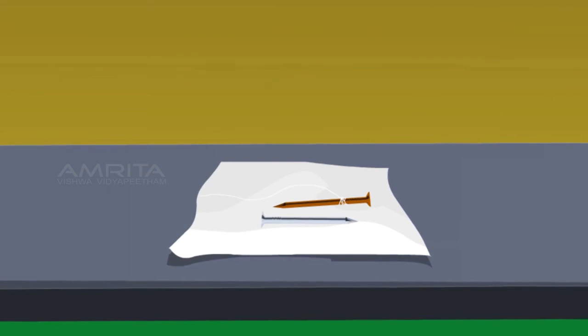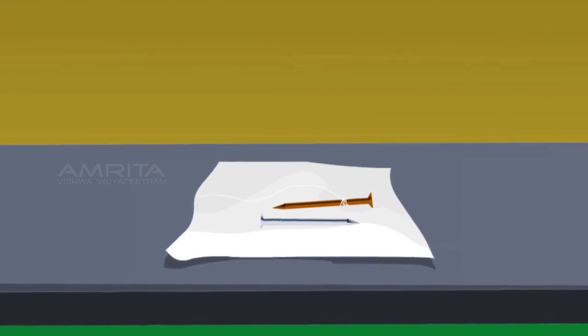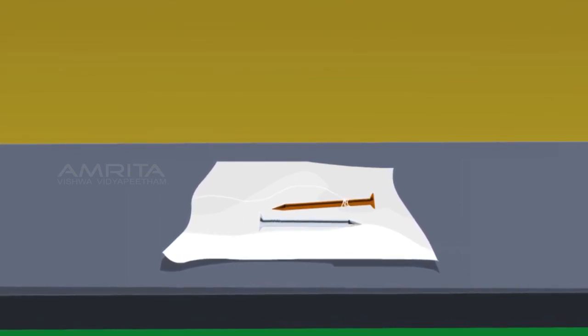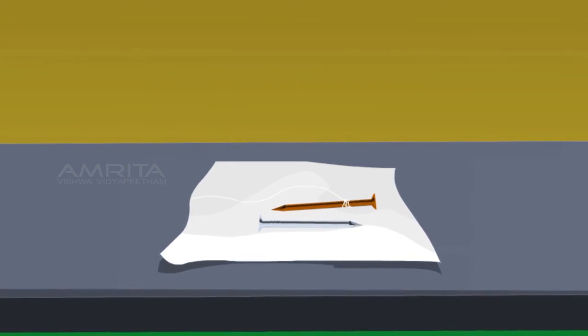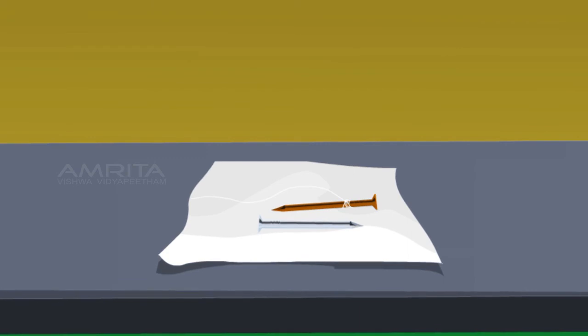Remove the iron nail from the solution. Compare it with the other nail. There is a brown coating of copper on the nail that was dipped in the copper sulphate solution. The other nail retains its grayish color.